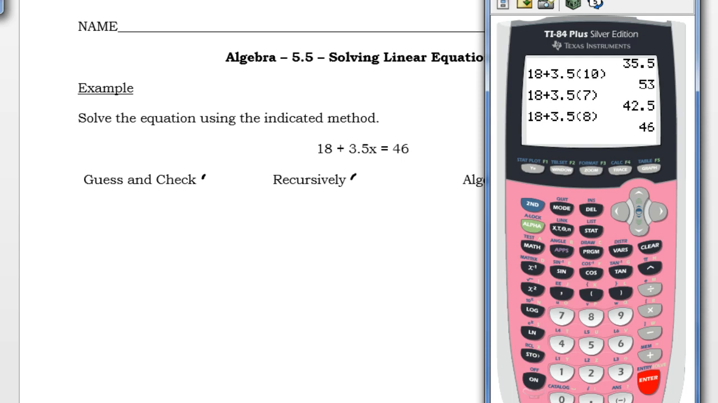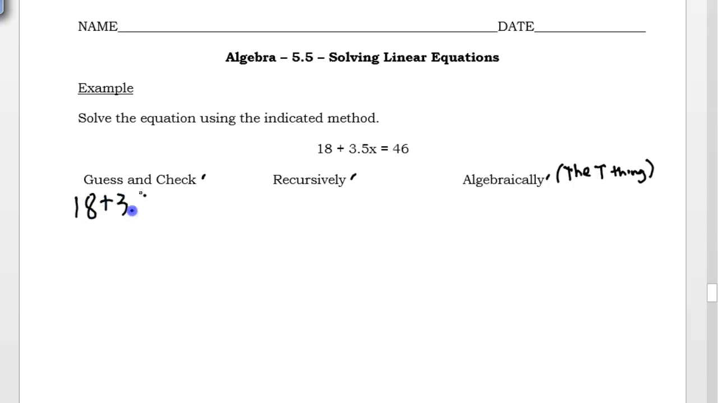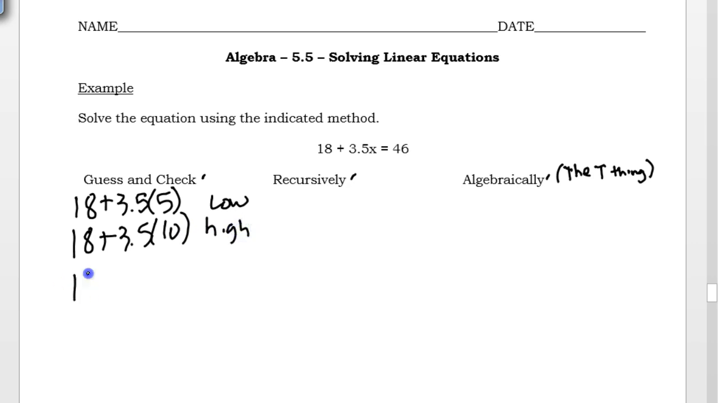And that's guess and check. We keep trying different numbers until the answer comes out to the answer we're looking for. Really easy to do, just kind of takes a while to get the right answer.